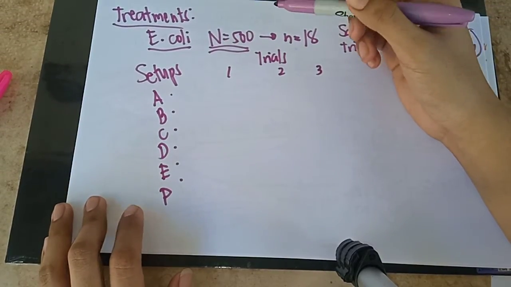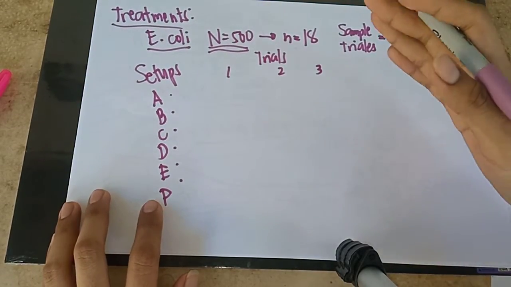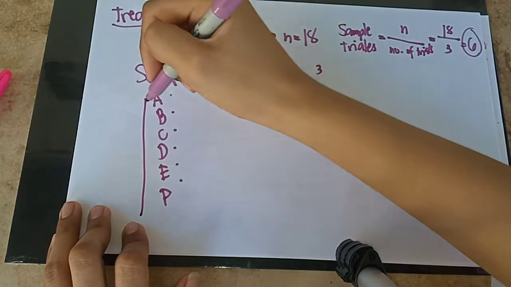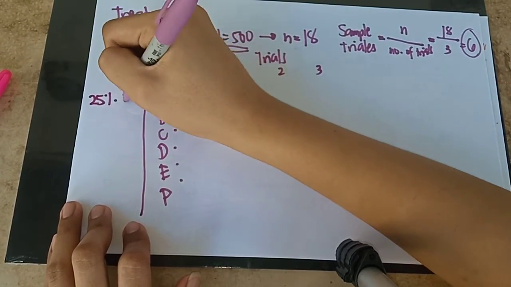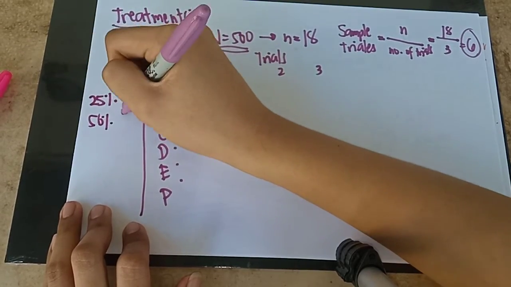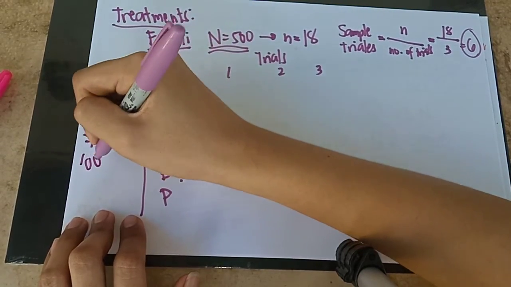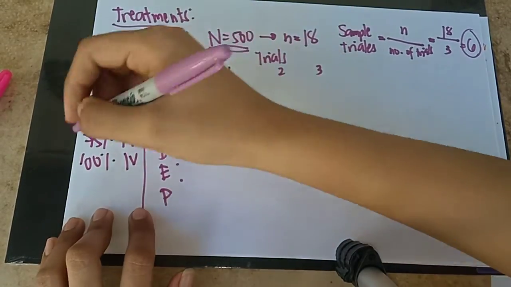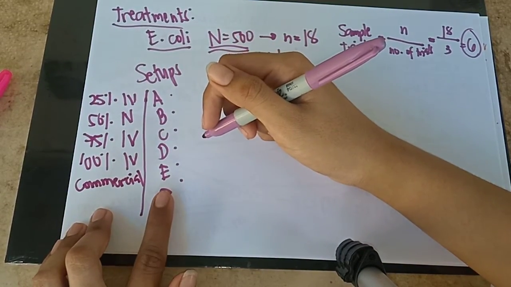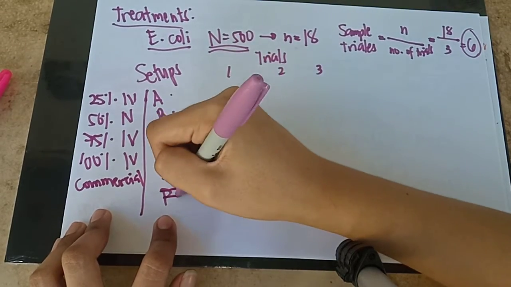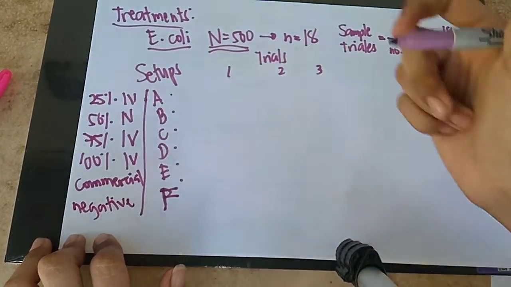Now, since experimentation deals with the manipulation of variables, especially the independent variable, each setup will be defined by the independent variable. Setup A will have 25% independent variable. Setup B will have 50%. Setup C will have 75%. Setup D will have 100%. Setup E will have the commercial brand. What is the commercial brand once more? It is the positive controlled setup. Then setup F will have the negative controlled setup.